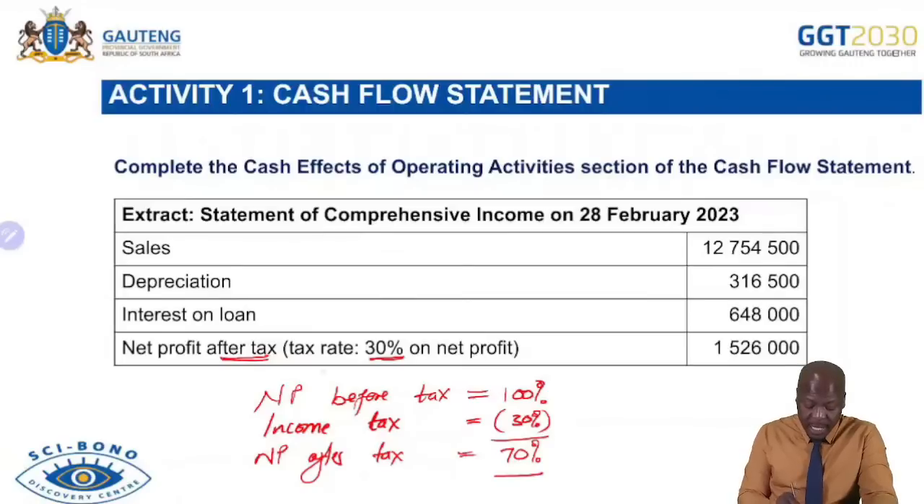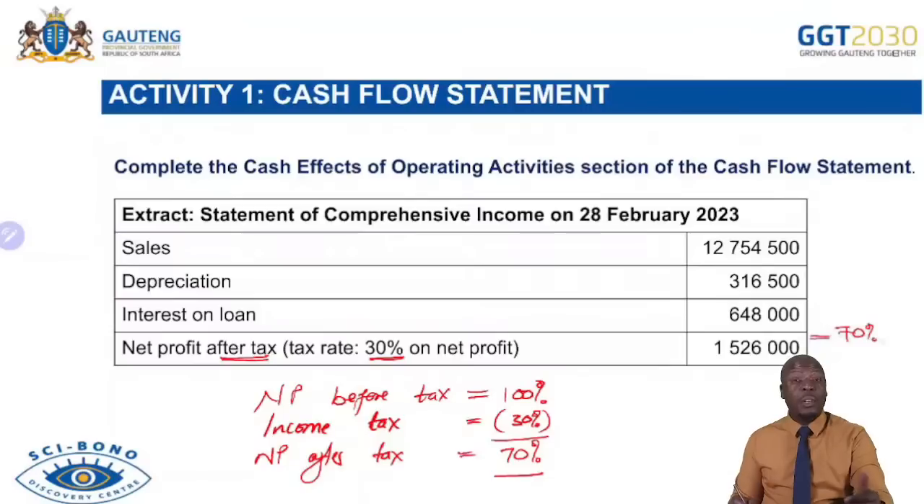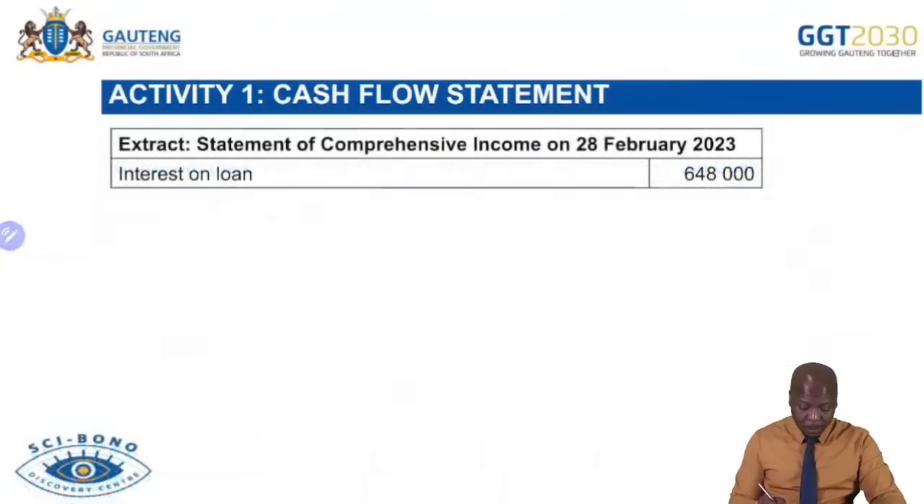So what we're given here is net profit after tax. So this amount that we have here is then equal to 70%. Very important. As we go on in today's class, when we are doing some particular calculations, we will be referring back to this key aspect. It is of great importance that you remember what I have just done. Okay, let's continue and see the next information.